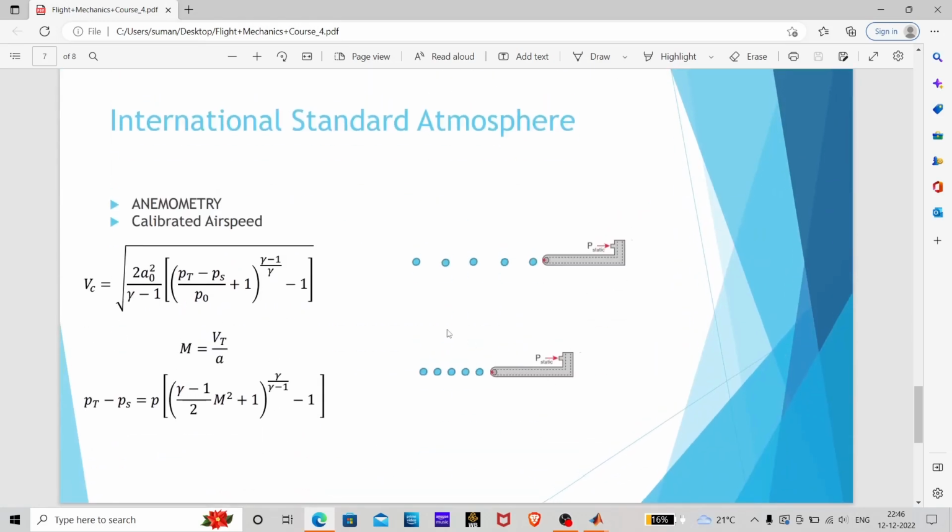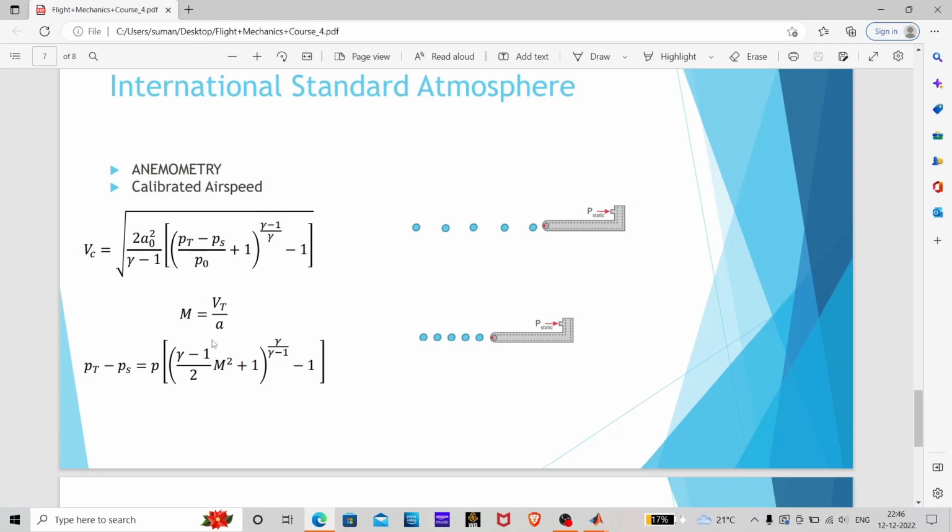According to the international standard atmosphere, in aircraft the indicated aircraft velocity and the true aircraft velocity will be different, because the calibrated airspeed will be much lower than the true airspeed. So this is the model for calibrating the airspeed, and this is the Mach number equation, and this is the pressure.